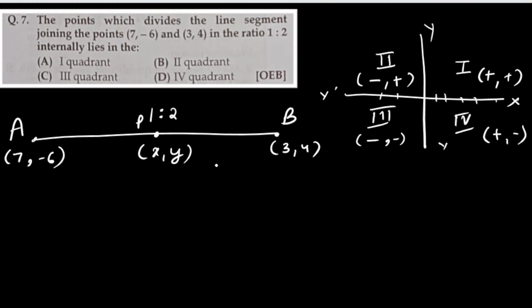Now we can find the coordinates of P, then decide in which quadrant point P lies. That's what we have to find in this question. They mentioned the point which is dividing the line segment lies in the first, second, third or fourth quadrant. I hope the question is clear about what we have to find. Is this question clear?